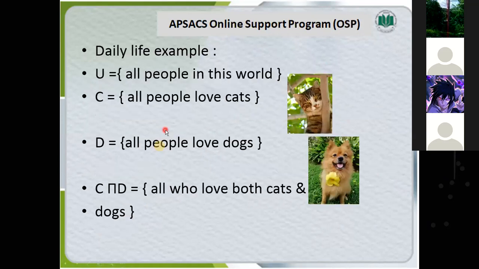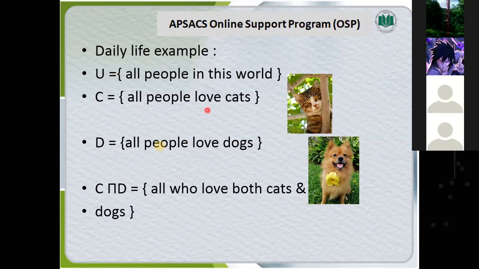Look here, students, I have taken a very interesting example. The universal set belongs to all people in this world. Clear? Either they are female or male. All the people in this world are in the universal set. Now we come to set C. All people who love cats. I also love cats because they are so adorable. How many of you love cats?